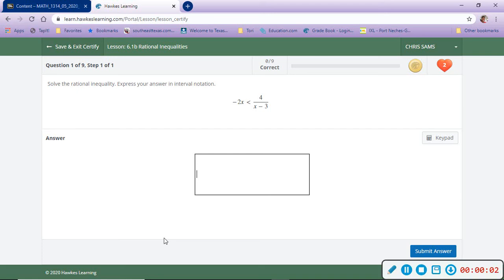Alright, so this is section 6.1b, and we're doing rational inequalities. What we want to do is find critical values and then test them to see what numbers would make this inequality true. And you always have to keep everything in respect of this original problem. Okay, so I'm going to flip over to my whiteboard and work it out.